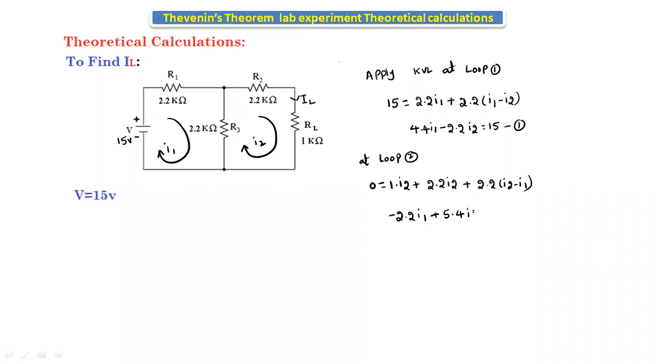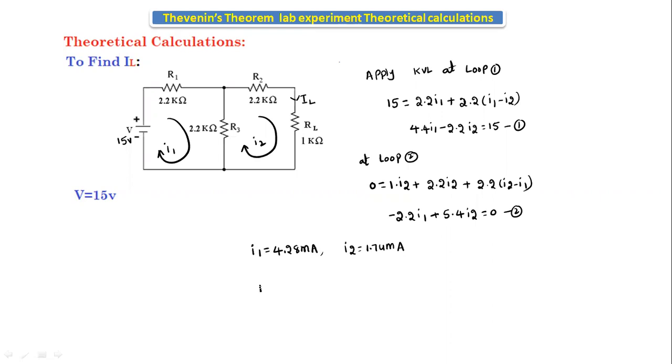5.4 into I2 is equal to 0. This is equation number 2. From equation number 1 and 2, we will get I1 is equal to 4.28 milliamps and I2 is equal to 1.74 milliamps if we solve equations 1 and 2.